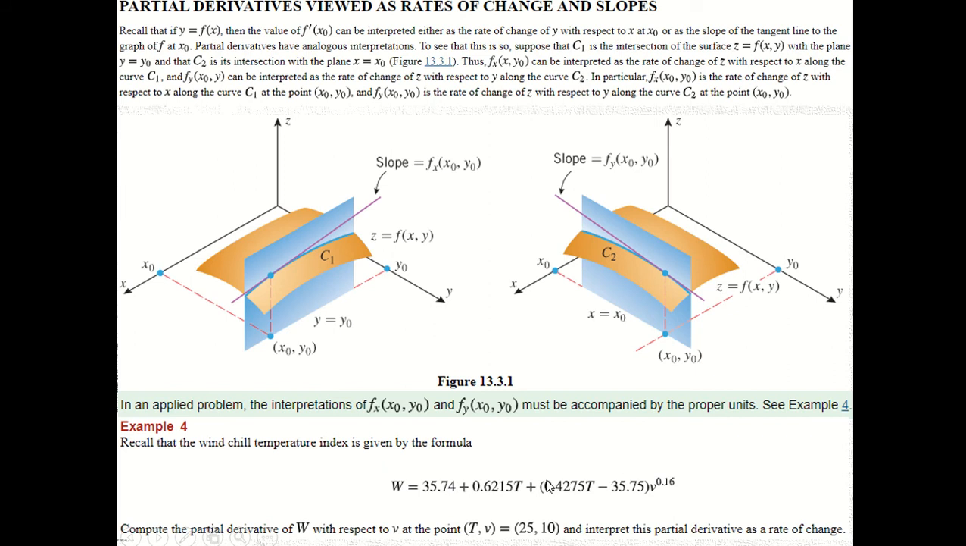Then compute the partial derivative of the wind chill temperature index W with respect to V at this point with the coordinates T, which stands for the temperature, and V, equal to 25 and 10, and interpret these partial derivatives as the rate of change.